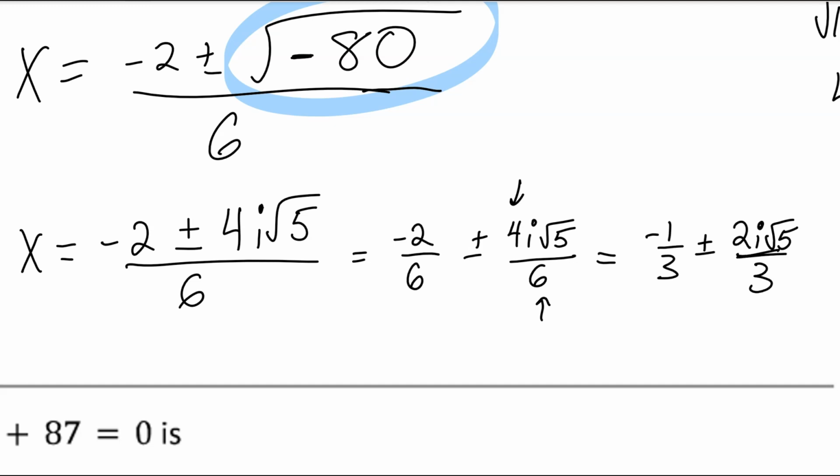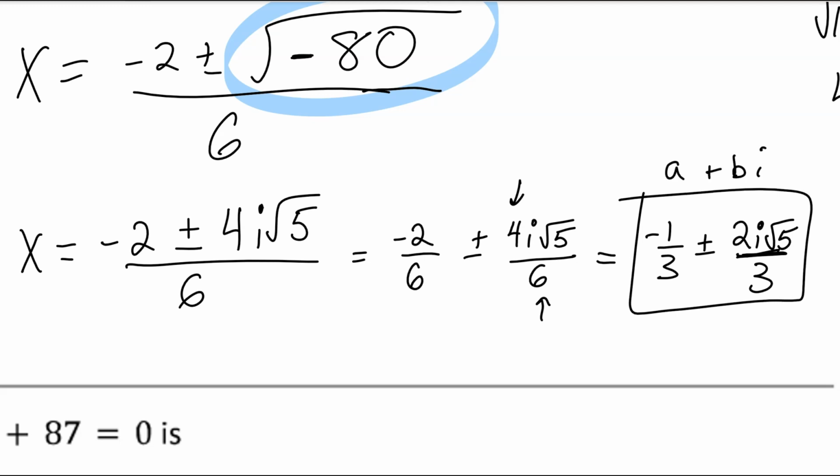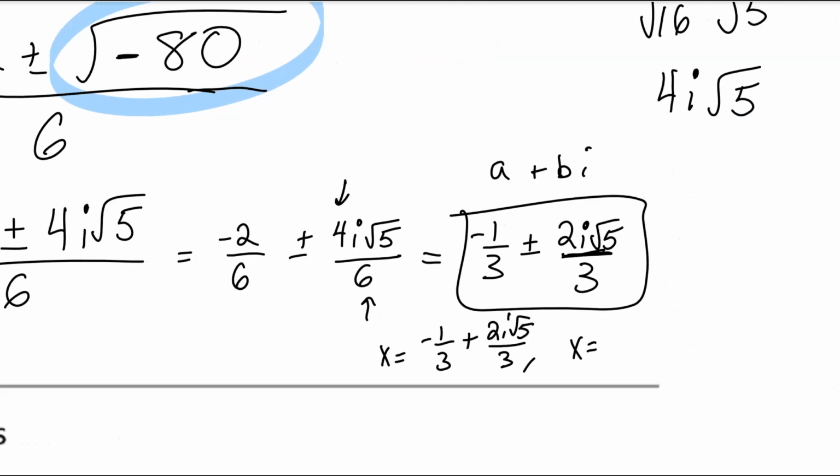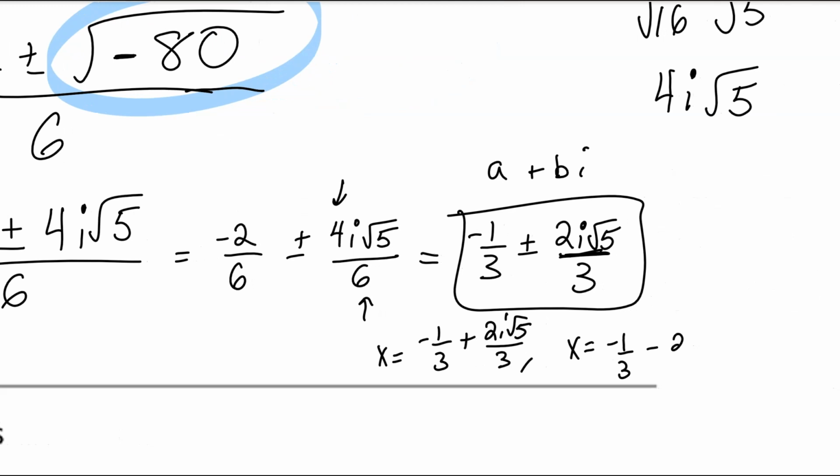So in simplest a plus bi form, that just means your imaginary parts in the back, your real parts in the front, would look something like this. Or if you wanted to write it as two solutions, x equals negative 1/3 plus 2i radical 5 over 3, and x equals negative 1/3 minus 2i radical 5 over 3.